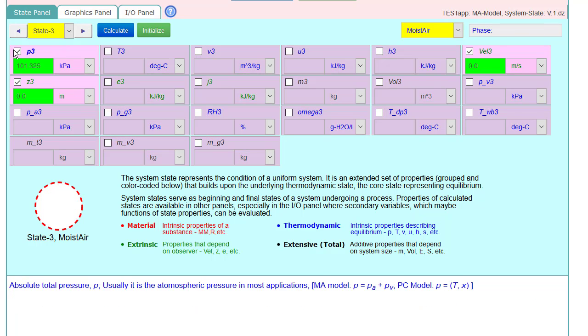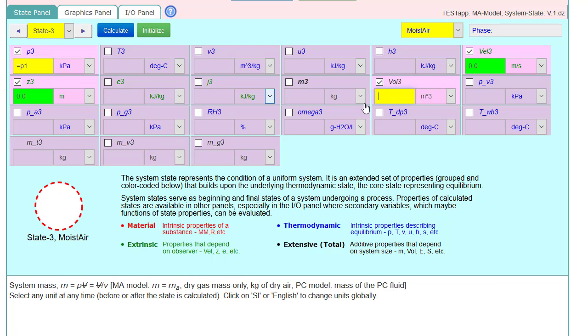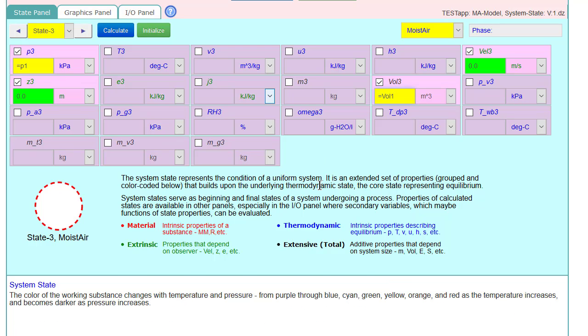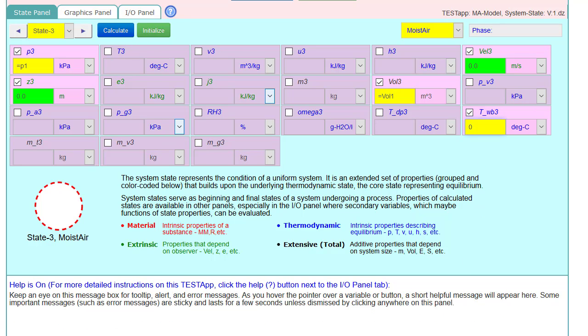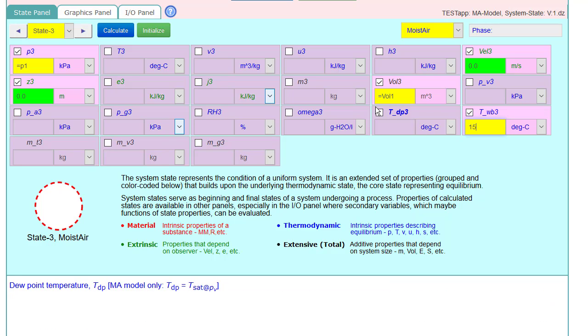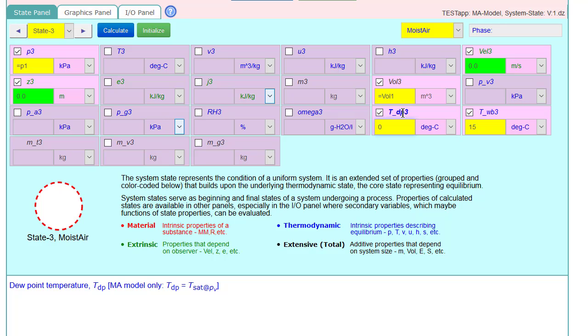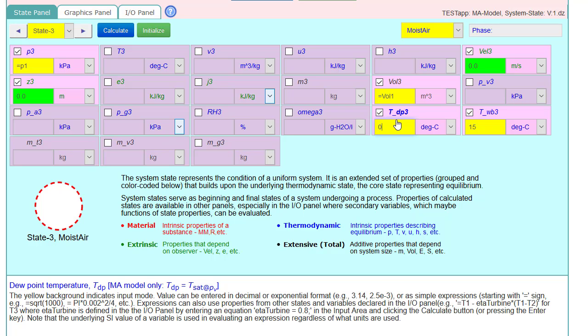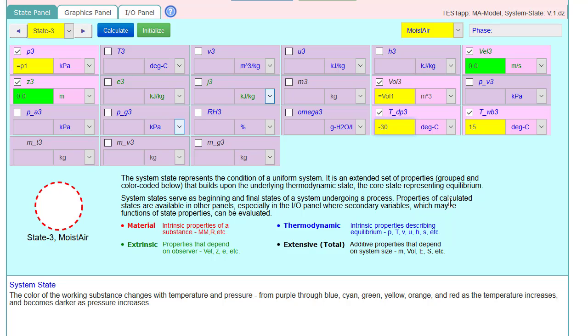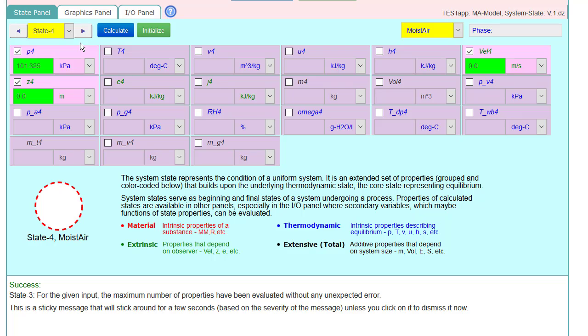Alright, state 3, we're going to do the same thing, equals P1 and equals vol1. And now, state 3, it tells us the wet bulb temperature, which is down here on the right, is 15 degrees C. And the dew point temperature, which is the saturation temperature, which you can see when you scroll over down on the bottom in blue, it defines it for you, is given as negative 30 degrees C. Calculate. On to the next one.